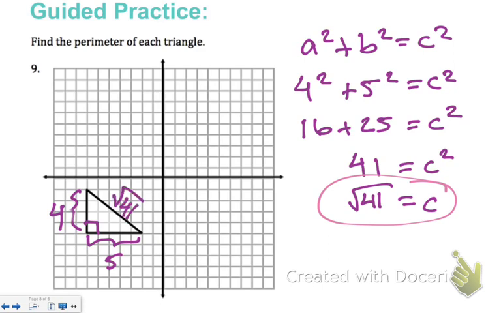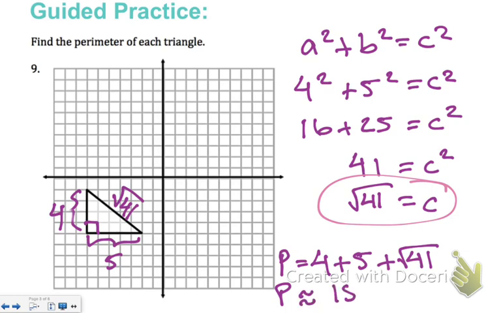So in our calculators, for the perimeter, we're going to add 4, 5, and the square root of 41. And for your final answer, you can go on ahead and round to the nearest tenths place. So the perimeter is approximately 15.4 units. And there you have it.